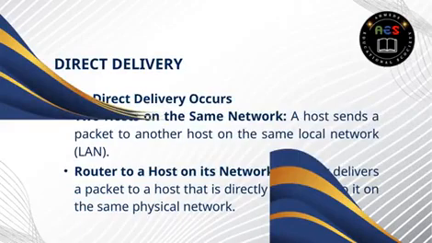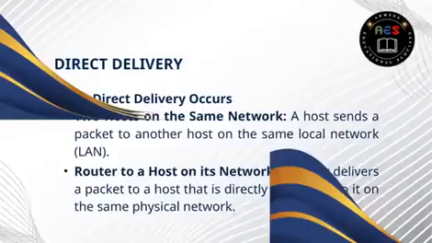Next, consider a scenario with a router. If a router needs to deliver a packet to a host on its own network, it does so directly. That means the router recognizes that the destination device is on the same physical network, and it sends the packet straight to that device. This process is efficient because it avoids unnecessary routing or forwarding steps.